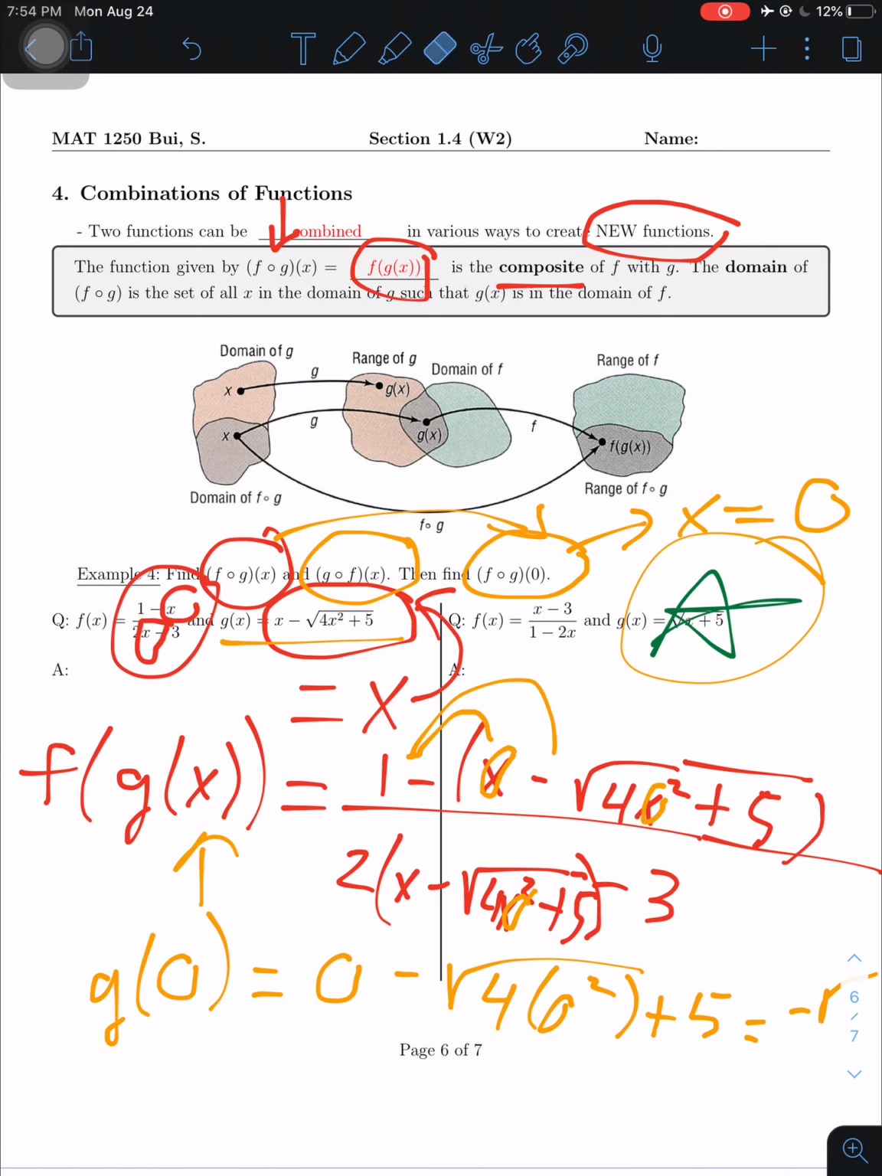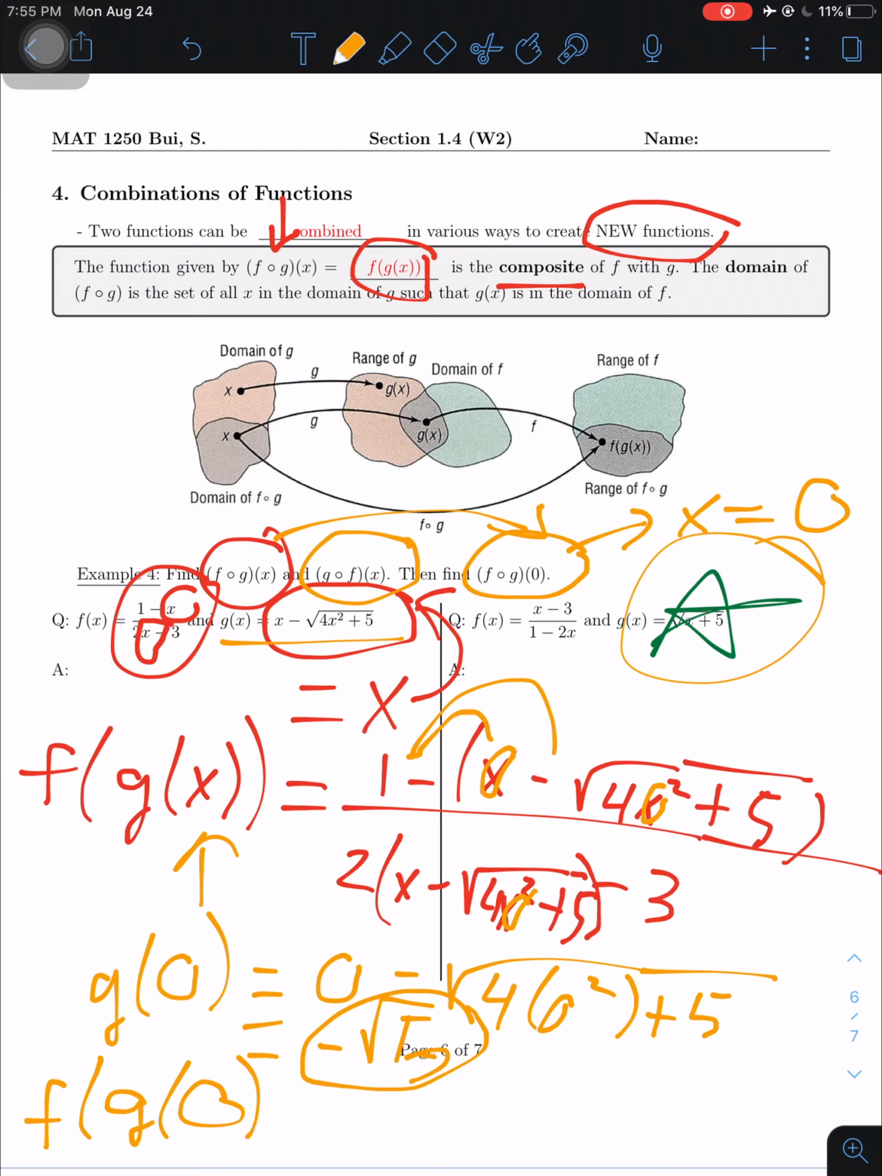Okay, so let me get rid of some stuff in here. Alright, let me write it down there. Okay, g of 0 equals negative square root of 5, and the square root of 5 squared equals 5. Now that you know that g of 0 equals negative square root of 5, you're going to plug negative square root of 5 into f. Why is that so? Because this now equals f of negative square root of 5.